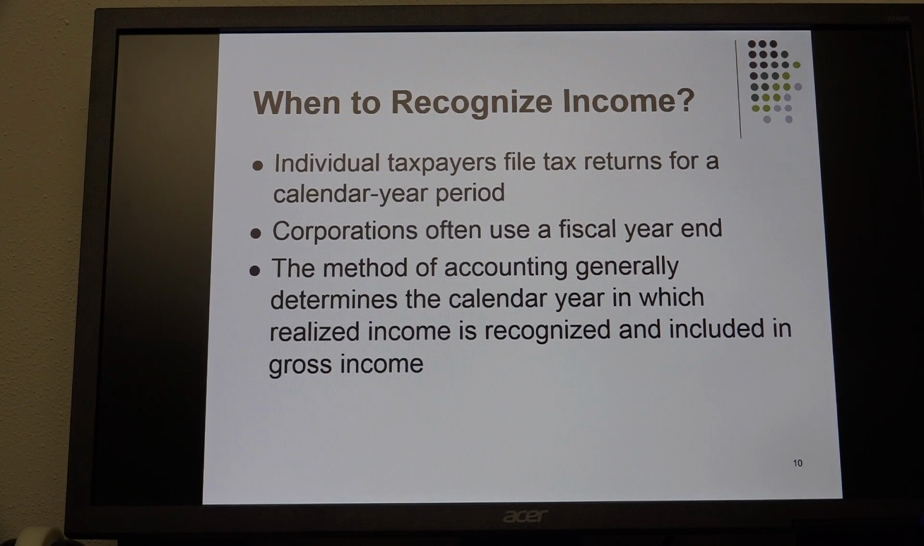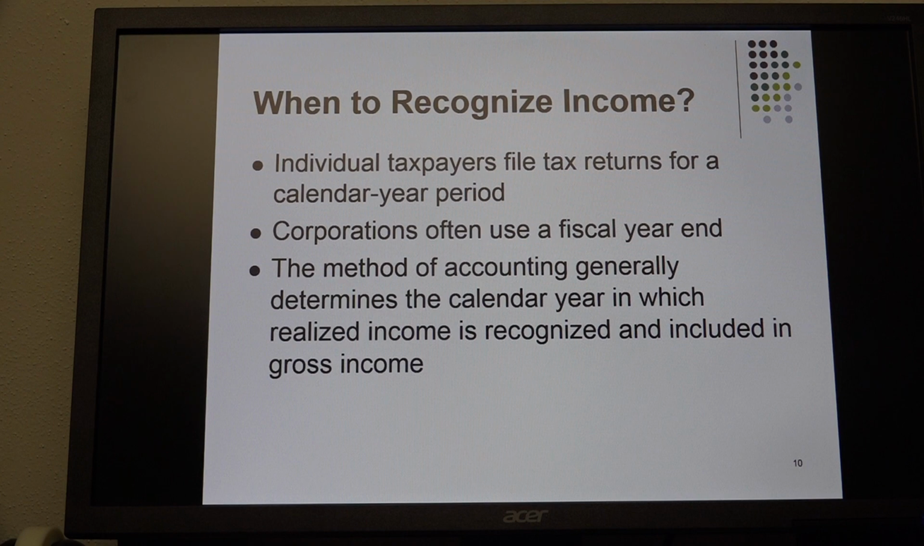And again, if you look at the way this book, or this chapter, is designed, it talks about what to recognize as income. And next we talk about when to recognize income. And then last but not least, we talk about who has to recognize income.